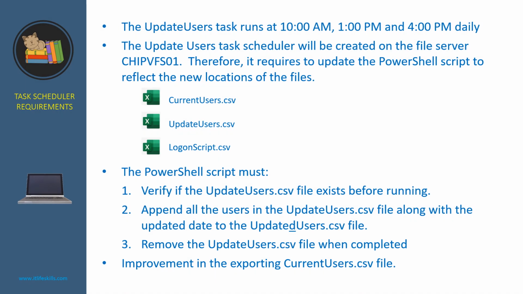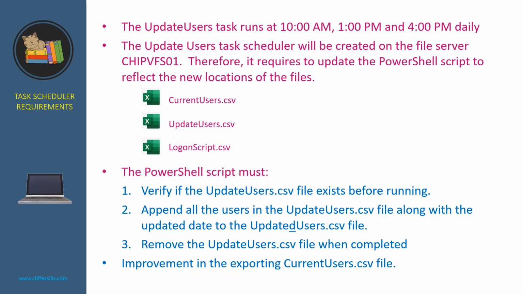Here is the list of requirements for the update users task scheduler. The update users task must run every day at 10 a.m., 1 p.m., and 4 p.m. The update users task scheduler will be created on the file server cpvfs01. Therefore, it requires updating the PowerShell script to reflect the new locations of the following files: the current users.csv, the update users.csv, and the logon script.csv files.